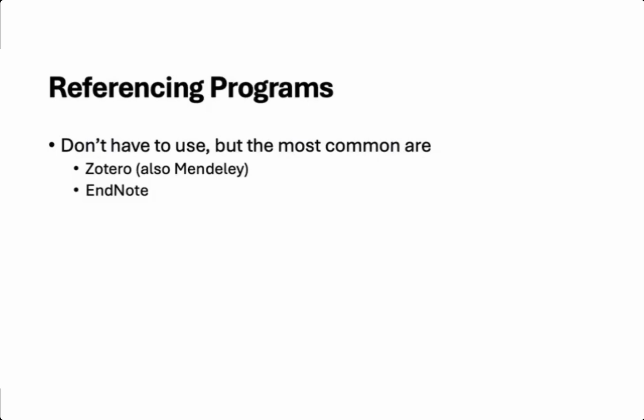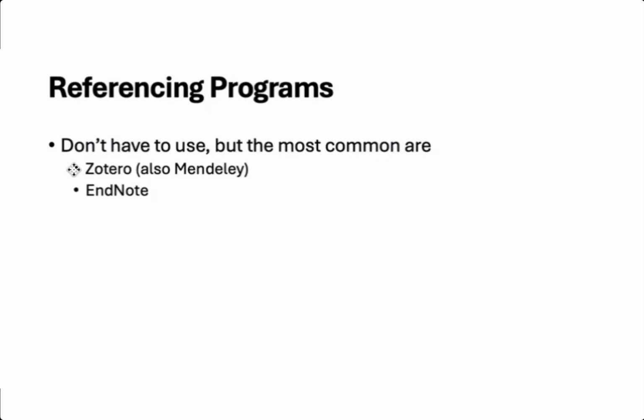So EndNote, at the time of this recording, is about a couple of hundred dollars. And Zotero is free. Mendeley is free. I don't know how to use Mendeley, but Zotero is quite easy to use and it's free. And just because it's free, it doesn't mean it's not absolutely as good as EndNote and actually easy to use and does the same thing. So I would try Zotero if you want to learn just one of these.